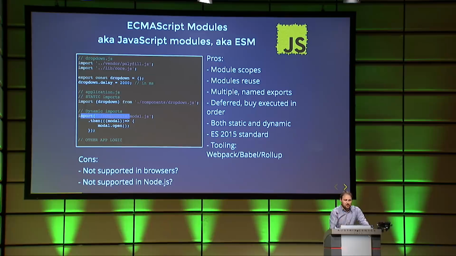I will explain this in more detail. So putting this together for now, just believe me, the pros: it's module scopes, module reuse, and you can do all ECMAScript 6 things like multiple named exports, deferred, dynamic import, and tooling. All tooling like Webpack, Babel, Rollup, everything supports this particular syntax because we already use this for years, right? Cons, which might come from you.